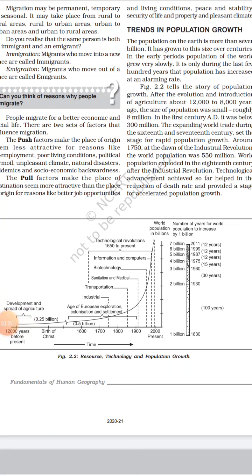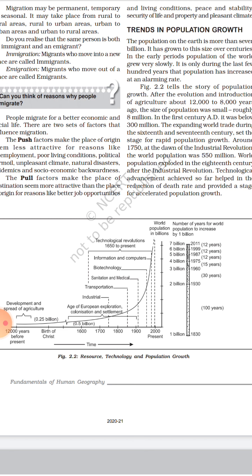Hello everyone. In the previous video we studied the basic concept of population in geography and the various components of population change, that is birth rate, death rate and migration, push factor, pull factor, which influence the population change of a particular place. So today we will study how population is growing, and what the different trends in population growth are.